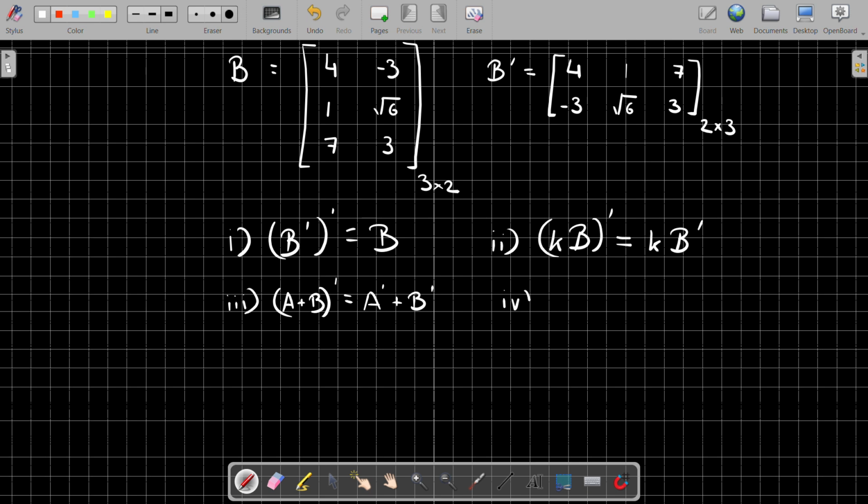And property number 4: AB transpose is equal to B transpose A transpose. So if you are multiplying two matrices together and taking their transpose, it is equivalent to taking the transposes of both matrices individually and multiplying them in the reverse order. So if you are multiplying them in the order A into B, then you will have to multiply B transpose into A transpose.